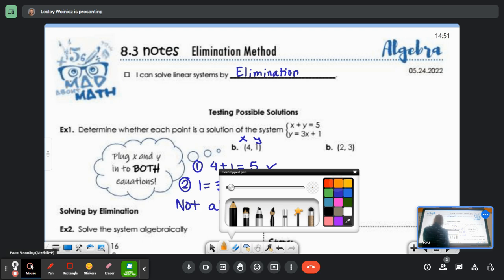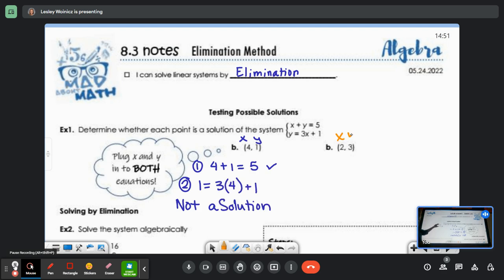All right, let's look at B, the point 2, 3. This is our x, this is our y. So is 2 plus 3 equal to 5? Yes. Okay, what about is 3 equal to 3 times 2 plus 1? No. So it's not a solution. Just when you thought it was always going to be yes for one and no for the other, sometimes they might both be no. So it's important to show all those work steps. Any questions about testing solutions?